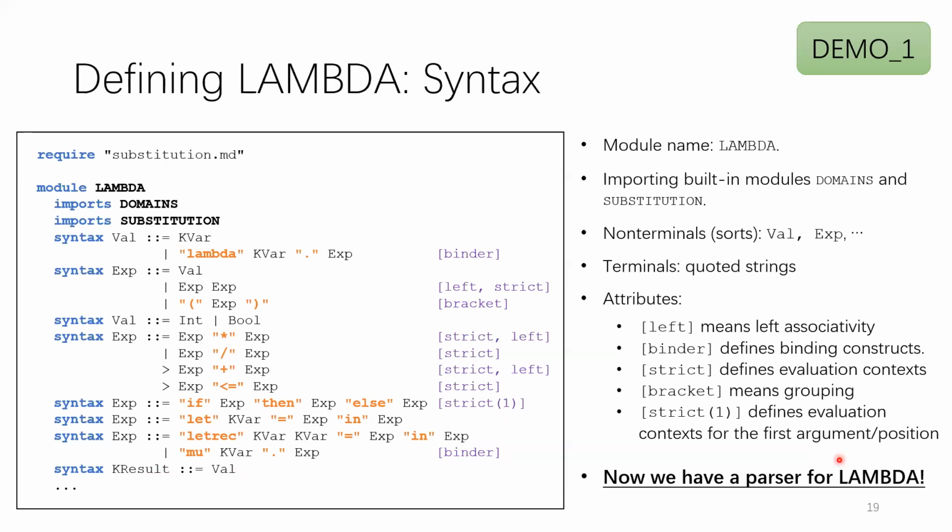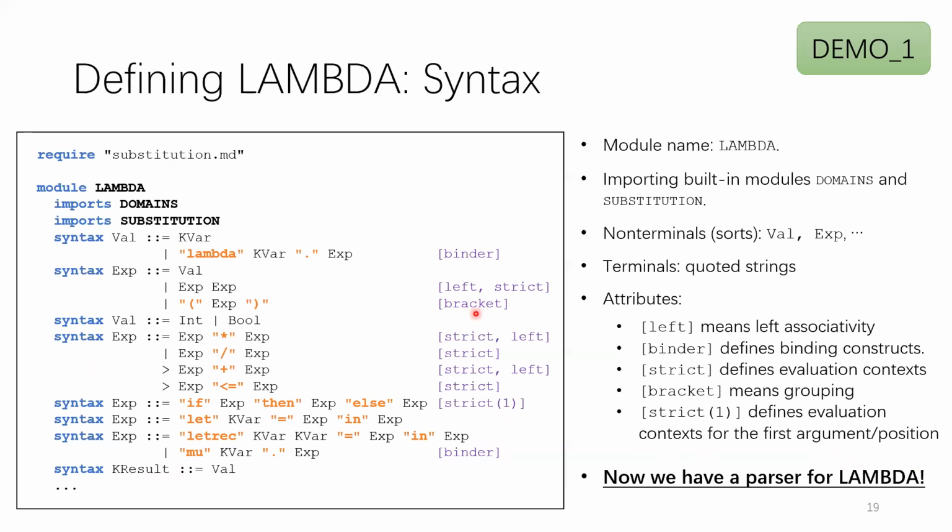Now we can ask K to automatically generate a parser for Lambda, which will parse well-formed programs into ASTs, and it will reject ill-formed programs. So I can show you my first demo here.